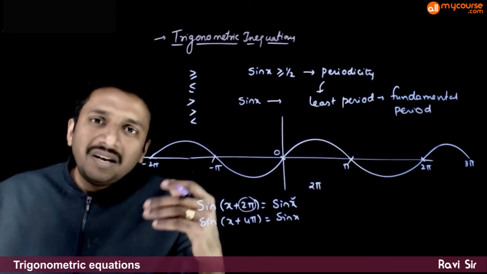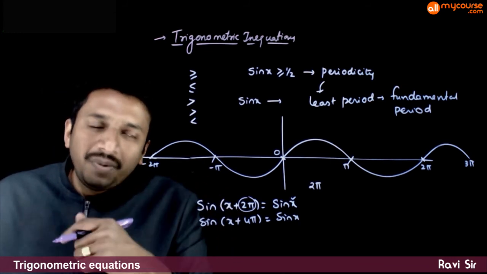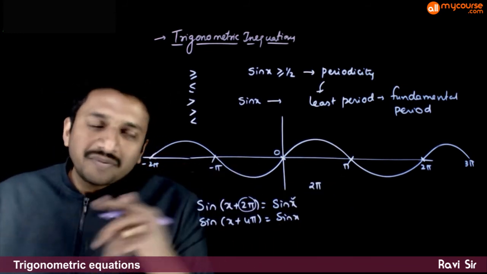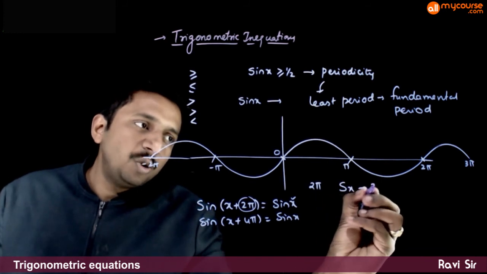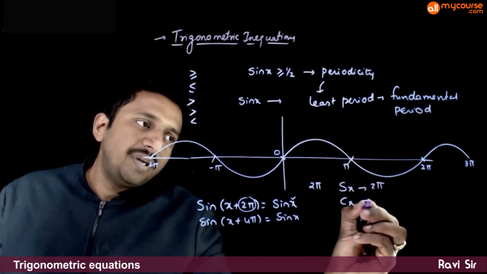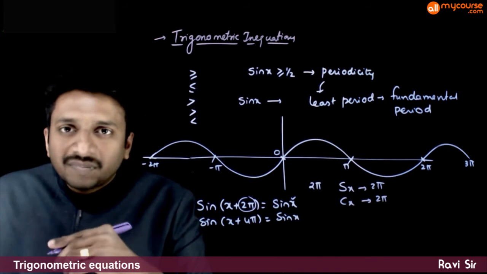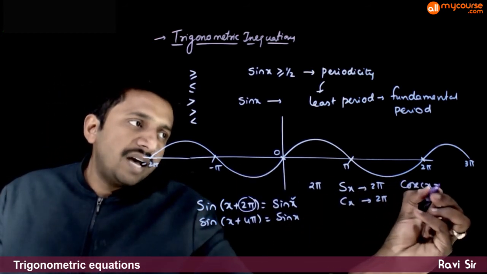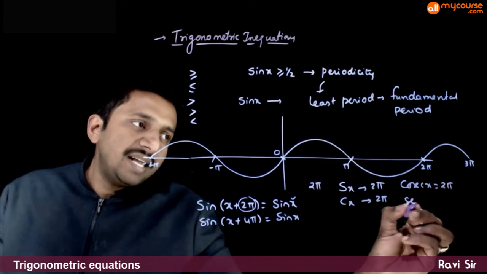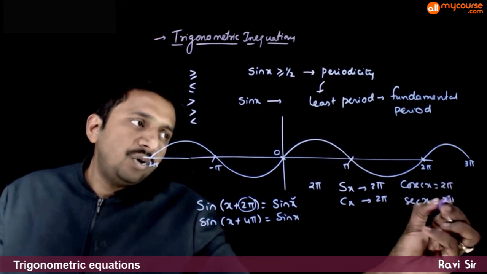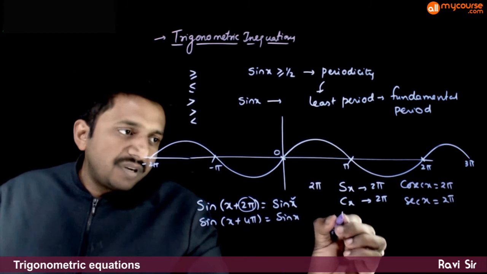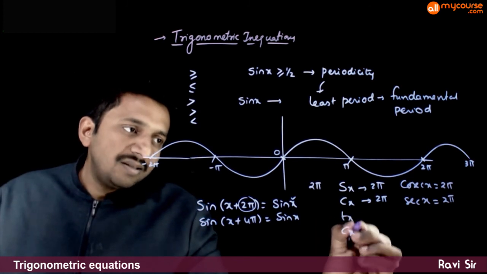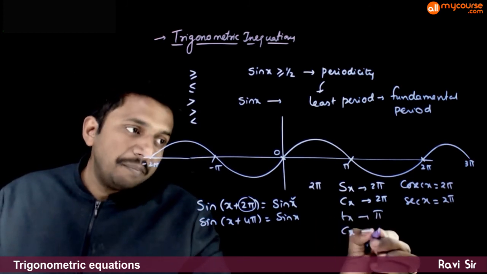Different trigonometric functions have different fundamental periods, so I'll write the periods. For sin x, the period is 2 pi. Cos x, the period is also 2 pi. And if sin x repeats after 2 pi, cosecant x also repeats after 2 pi. Secant x should also repeat after 2 pi, right? But for tan x and cot x, the fundamental period is pi.